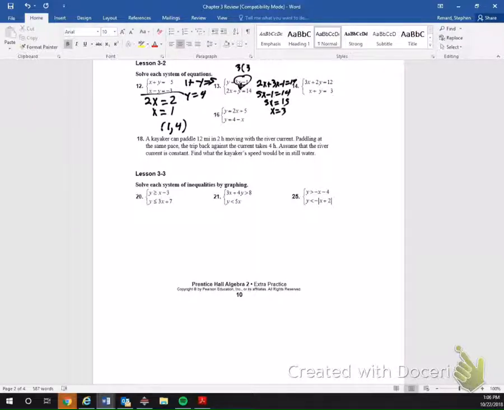Plug that back in. So I have y equals 3x minus 1. So I'm going to go 3 times 3 minus 1, 9 minus 1, or 8. So y equals 8. So that gives me 3a. If I went and put it in the other one, 2 times 3 is 6. 6 plus 8 is 14. So that checks.